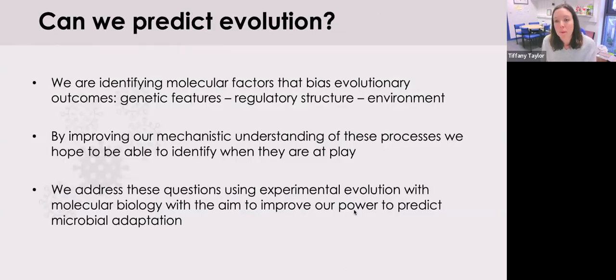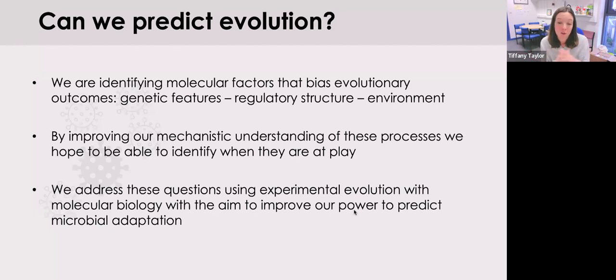Okay, so I'm just going to wrap up now. So what are we doing in our lab? We are identifying molecular factors that bias evolutionary outcomes. And so far, the picture that we're painting is one where it's a combination of genetic features, regulatory structure, and the environmental conditions that are going to significantly bias evolutionary outcomes. And by understanding all of those better, we might improve our predictive power. And we're also trying to use experimental evolution to understand the evolutionary consequences of these features for adaptive outcomes. So that might allow us to identify where and when strong bias is acting.